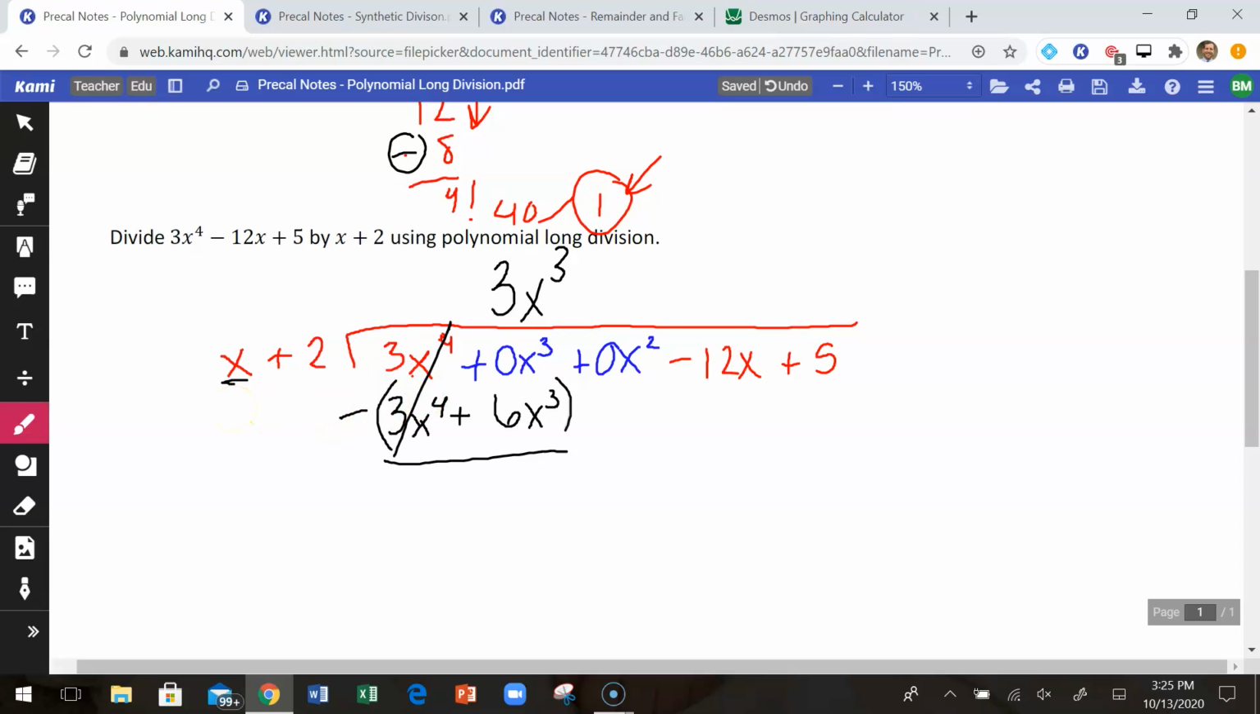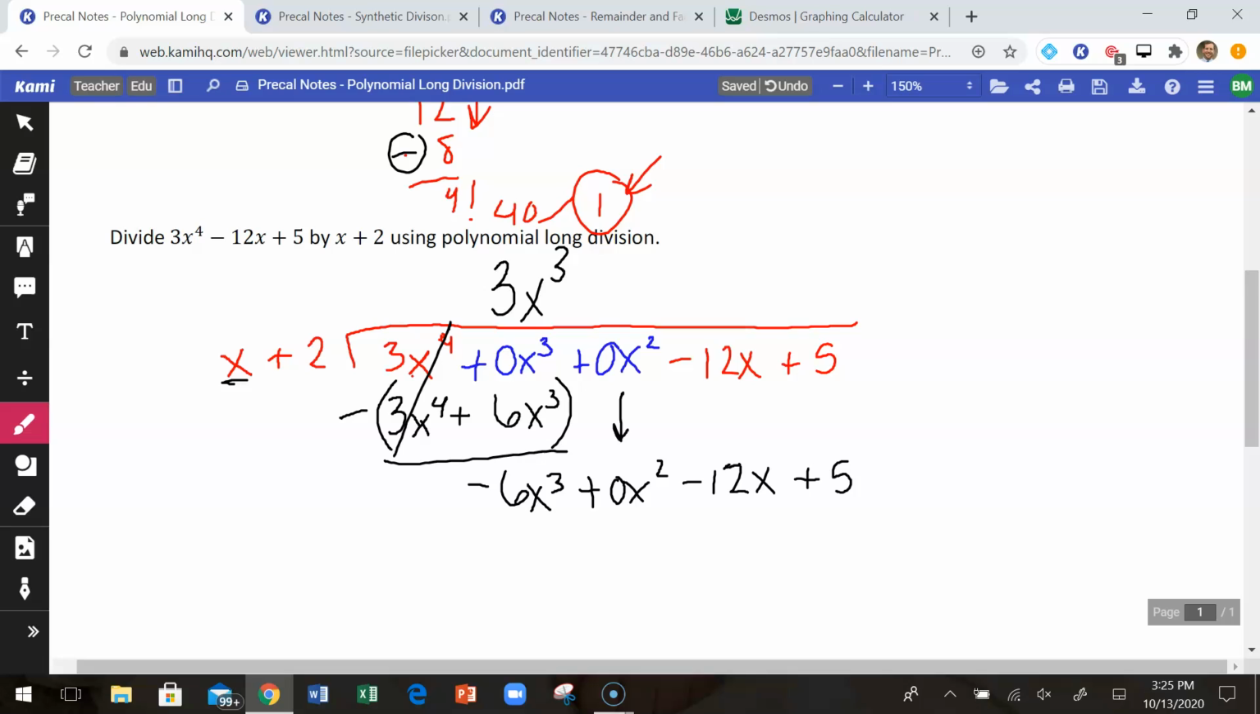So either put this in parentheses or make sure that you change all of your signs down here. So if you wanted to, you could say, okay, when I put that minus, I'm just going to change every sign and I can go straight down. Either way, you need to remember that you're subtracting this 6x to the third. So we're going to do 0 minus 6, which is going to give us negative 6x to the third. And then I'm going to bring down not only the next term, but all of what I have left. So plus 0x squared minus 12x and plus 5. Those are all coming down.